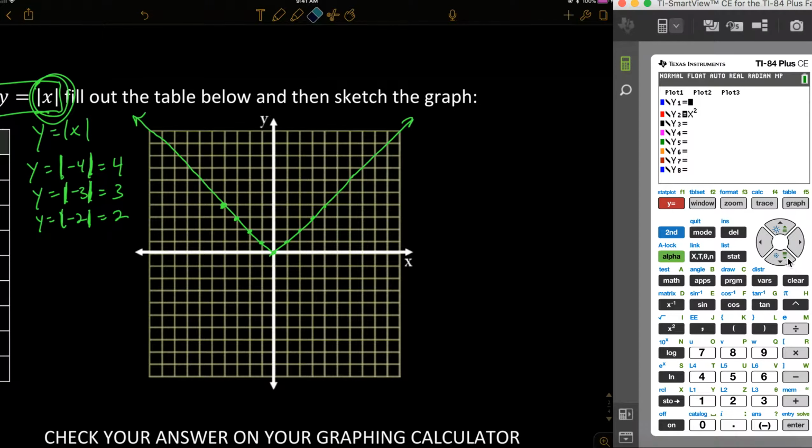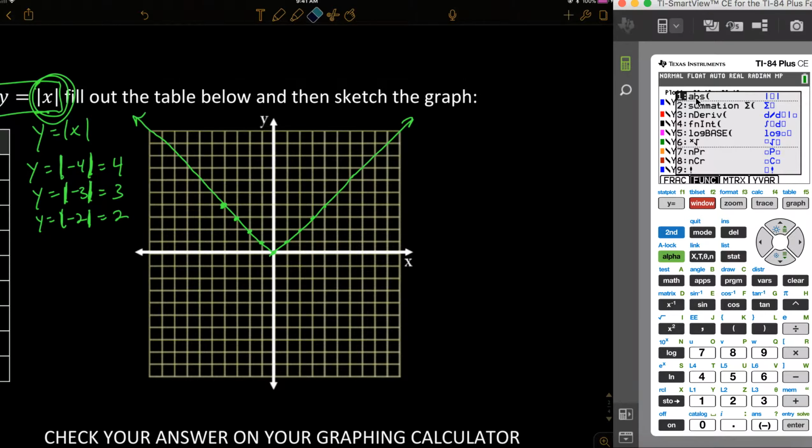So first I want to turn off my x squared function, so I go to the equal sign and hit enter, and then I can go into the next line by hitting enter, and I want to do absolute value. I'm pretty sure it's in one of my alpha menus, so I hit alpha and I go up here to F1, nope, F2, I see number 1 says ABS, that means absolute value.